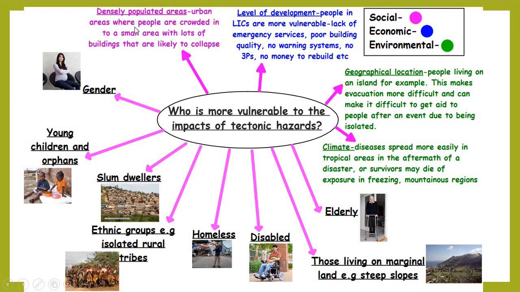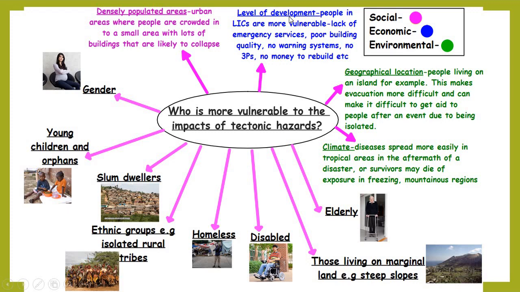Okay? So if we start here in the top left and go round clockwise. If an area is densely populated, that means there's a lot of people crowded into a small area. That means if you need to try and evacuate them quickly, it's not going to happen. There's going to be panic, it's overcrowded, they're not going to get out in time, you're going to get more deaths. It also normally means you've got a lot of buildings more tightly packed together, so if one falls down, it's probably going to take a load of others with it.